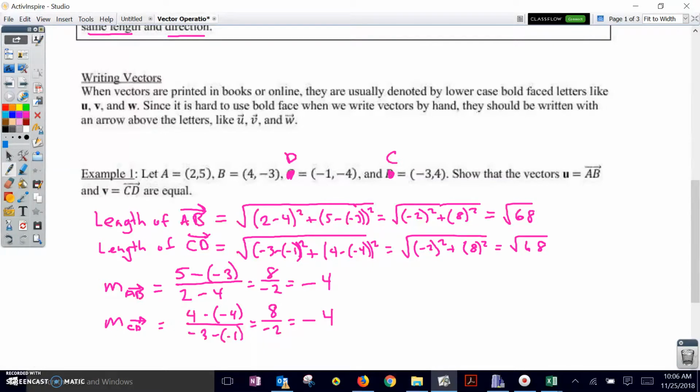And if you think about these two vectors, you've got the vector AB, which goes from the point 2, 5 to the point 4, negative 3. It looks like this. And the vector CD, which goes from the point negative 3, 4 to the point negative 1, negative 4. These vectors are the same length and they're traveling in the same direction. Alright.